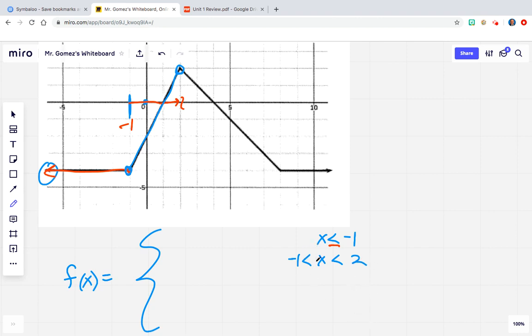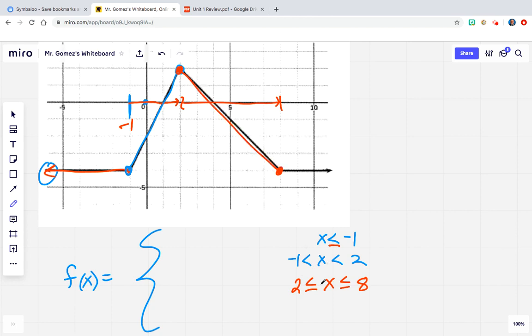And then for this third piece, I'm going to close it because I have to close it for one of them. Remember, I just can't close it for both. I'm going to say that it's existing between 2 all the way to what looks like 8. So I'm going to choose just to close it here. So from 2 all the way to 8, it'll be closed.